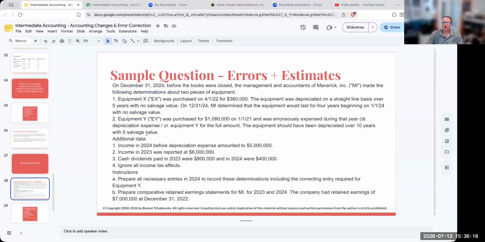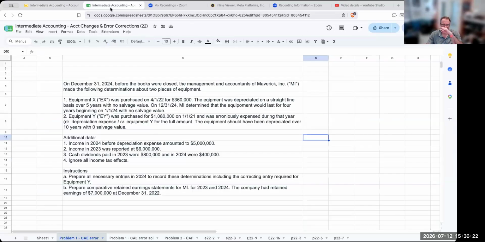So let's go ahead and take a look at our sample question, and we'll do this on a Google Sheet. On December 31st, 2024, before the books were closed, the management and accountants of Maverick Inc. made the following determinations about two pieces of equipment. Equipment X was purchased on April 1st, 2022 for $360,000. The equipment is depreciated on a straight line basis over 5 years with no salvage value.